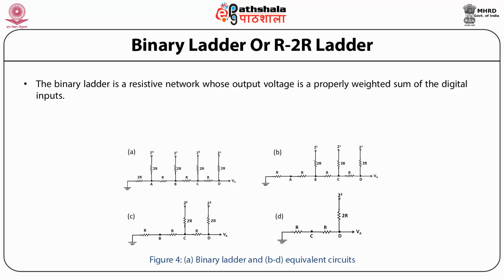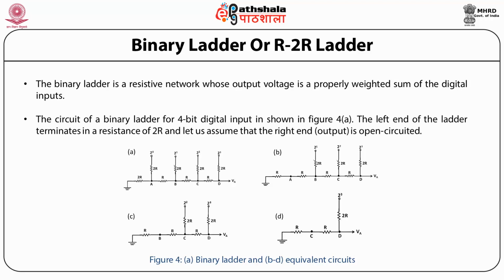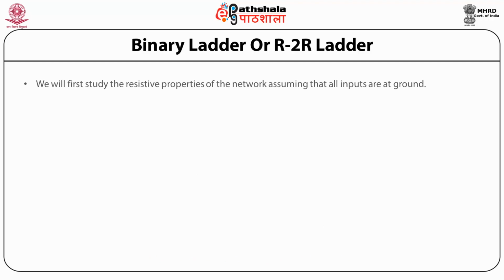The binary ladder is a resistive network whose output voltage is a properly weighted sum of the digital inputs. The circuit of a binary ladder for 4-bit digital input is shown in the figure below. The left end of the ladder terminates in a resistor of 2R, and let us assume that the right end, which is the output, is open circuited. We will first study the resistive properties of the network, assuming that all inputs are at ground.